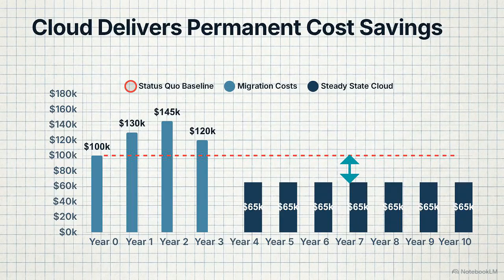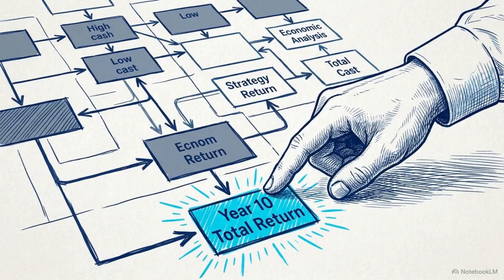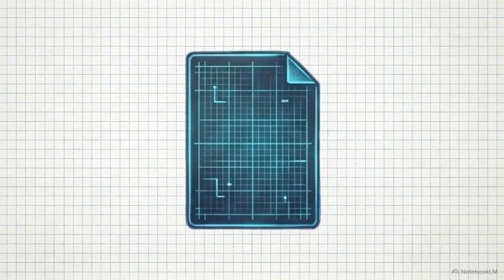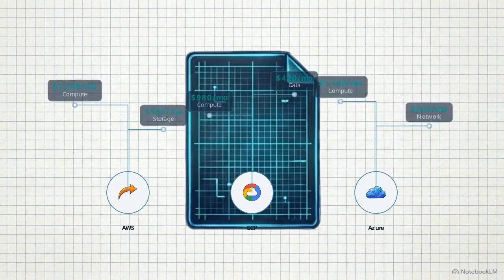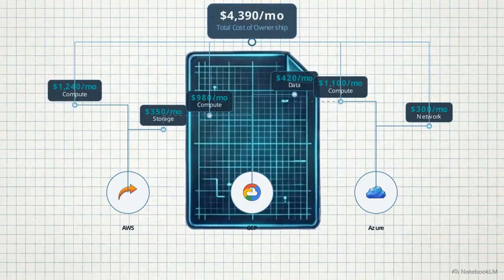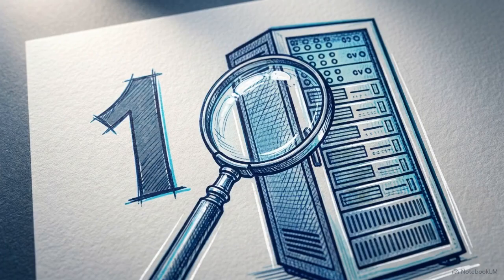This permanent gap between the red dotted line of our old baseline and the steady blue area of our new cloud expenses represents the long-term return on investment. The compounding savings captured by this transformation value mathematically justify the temporary financial strain of the initial migration bubble. Organizations don't have to guess these figures from scratch. Major cloud providers offer standardized tools, like the AWS, GCP, and Azure pricing calculators, to build precise financial models for your specific environment.